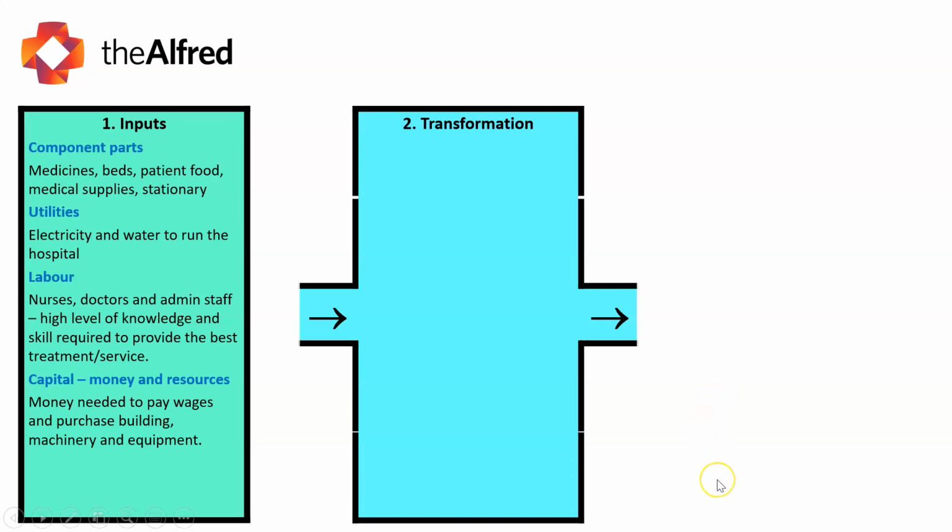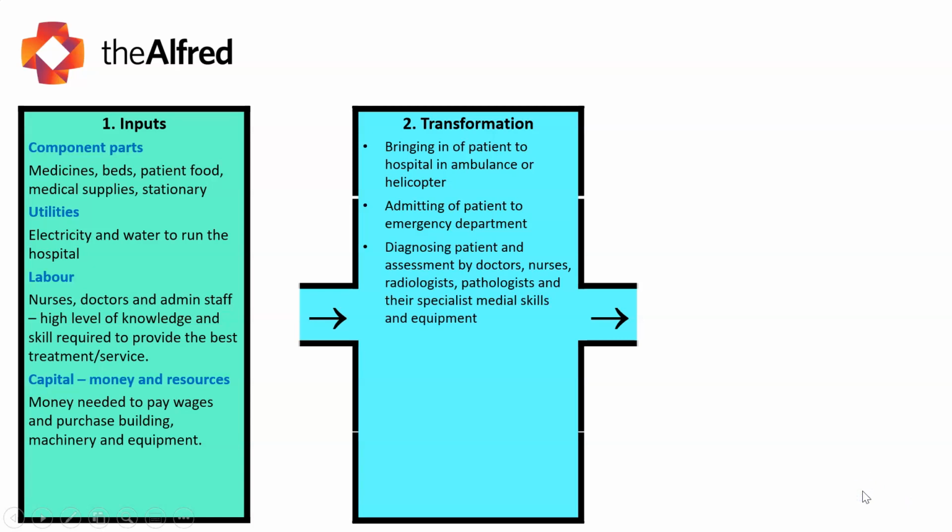The transformation is very, very difficult for a service because every service is different. So just to find some commonalities, I guess we could say for a service in a hospital, in an emergency room, for example, there's the bringing in of the patient to the hospital in an ambulance, or in the TV show, we see them brought in by helicopters. The patient is then admitted to the emergency department. Even if it's a critical situation, there's still someone logging and entering that patient's details into the computer. We then see the main bit of the show, which is the diagnosing of the patient and assessment by doctors, nurses, radiologists, pathologists, surgeons, etc., using their specialist medical skill and also all that equipment.